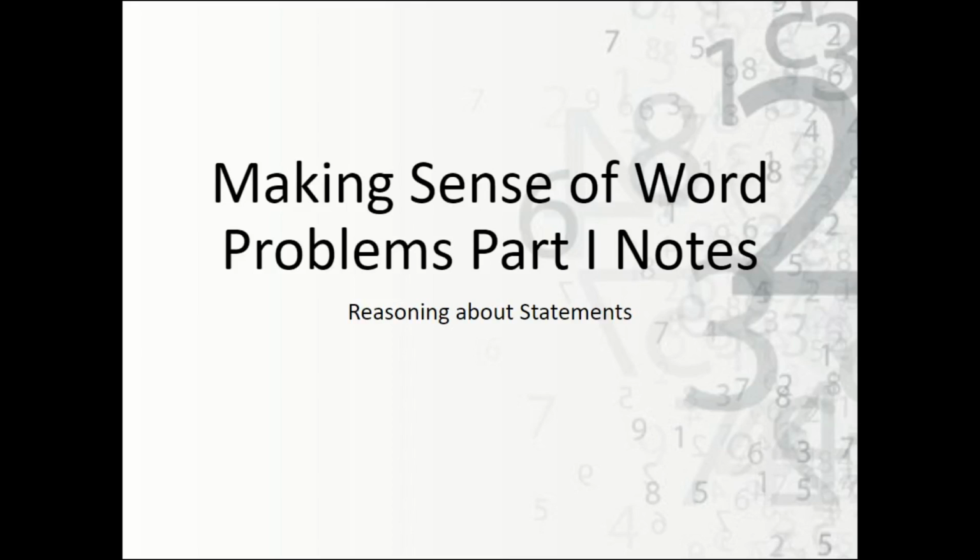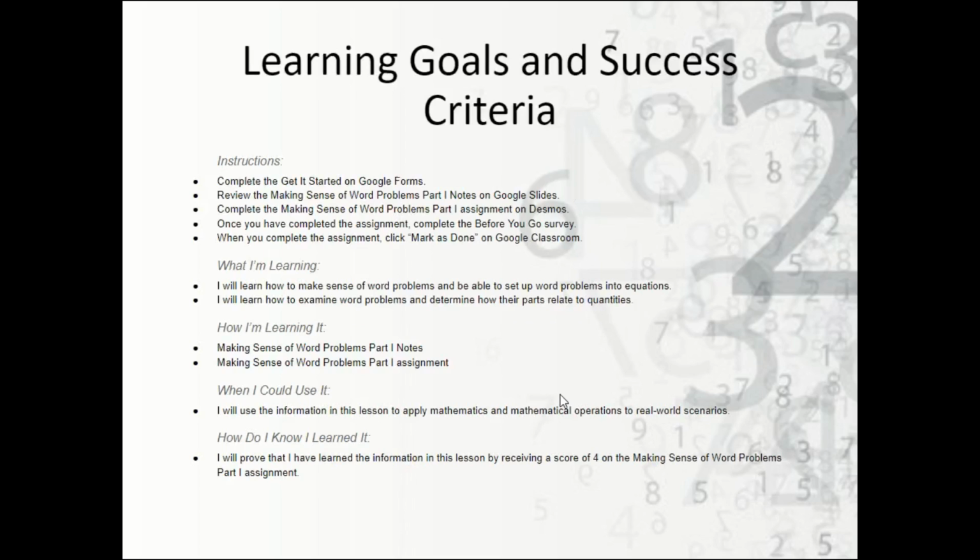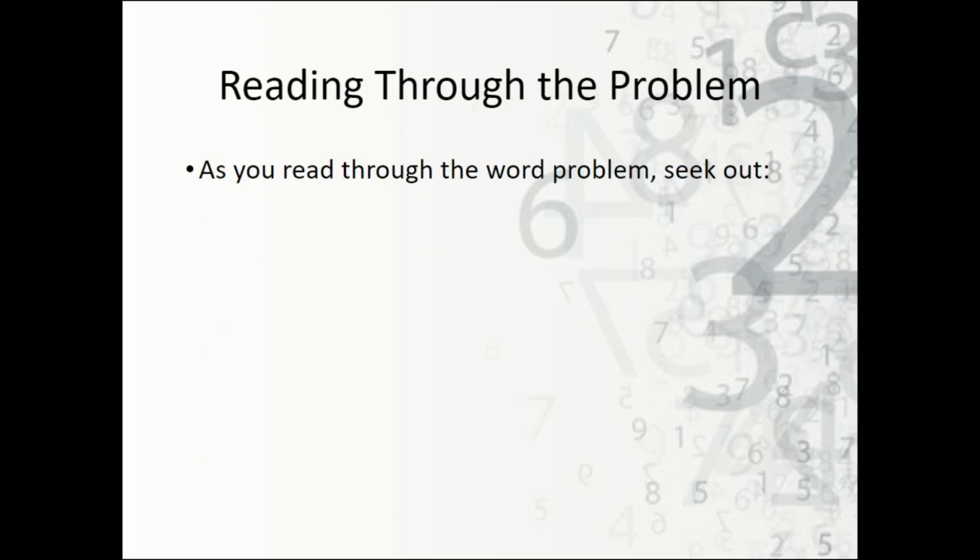Let's take a look now at the Making Sense of Word Problems Part 1 notes. The notes begin with the learning goals and success criteria. Okay, reading through the problem. As you read through the problem, there's a few things you need to look for in any word problem. The first thing is, where are the numbers at? So that's what we need to know. All the rest of it, for the most part, is just fluff.